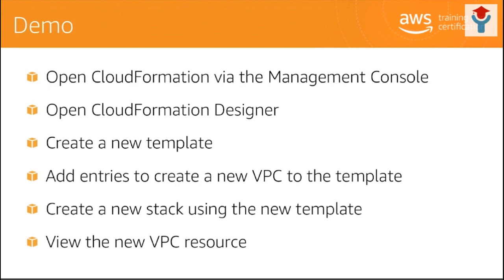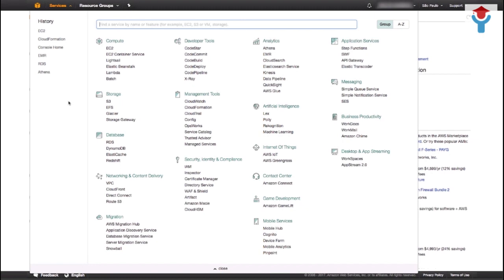We're going to create a new template that will generate a VPC resource. We'll add in a resource property, then create a stack using the template, and finish up by viewing the newly created VPC. So the first thing we'll do is open up CloudFormation by way of the management console. So I'm going into my services, type in CloudFormation, find CloudFormation.